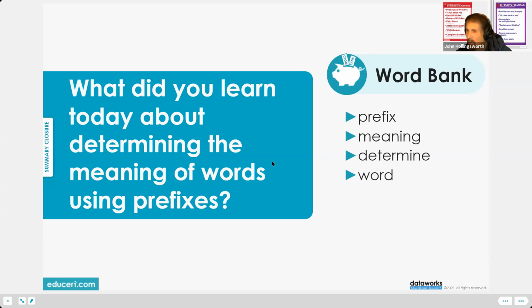Okay, so what did you learn about characters? What did you learn about calculating volume? What did you learn about compare and contrast text structure? Okay, so see if you can write that question right now. See if you can come up with your sentence and 1 or 2 word bank words.